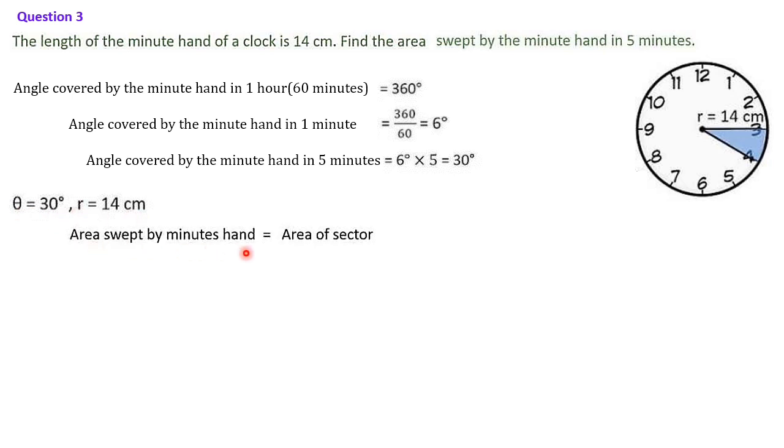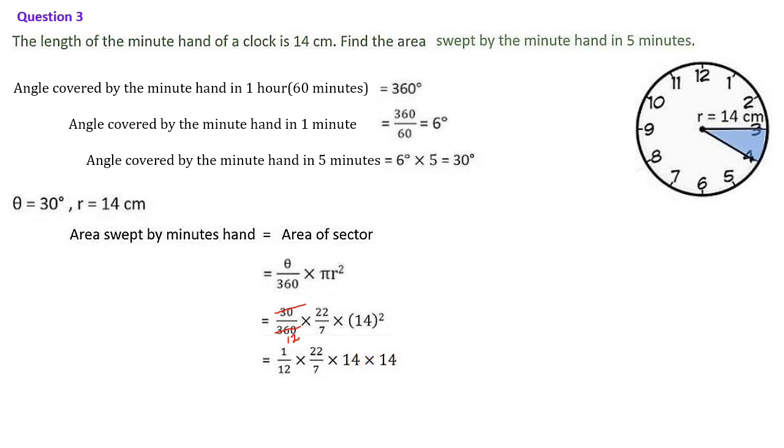So the area swept by the minute hand is the area of the sector, the shaded portion. So theta by 360 into pi r square is the formula. Theta we have got 30 degrees, divided by 360 into pi. Pi is 22 by 7 into radius 14 square. Then 30 by 360, of course we can do the calculation there. 30 into 360 we can cancel it, 12 times. And here 22 by 7, 14 and 14, just keep as it is. 22 by 7 we have written as it is, 14 square we have written as 14 into 14.